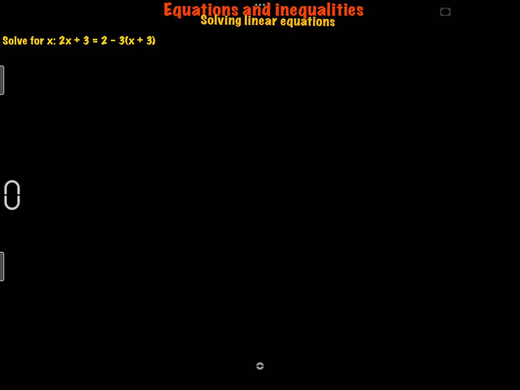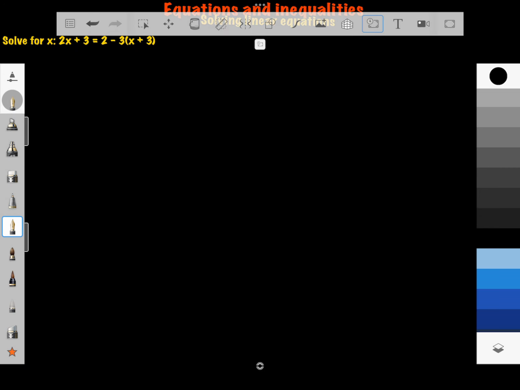Today we are looking at equations and inequalities, solving linear equations, and today we'll be solving for x. Suppose you are given an equation 2x plus 3 is equal to 2 minus 3 multiplied by x plus 3. Now to solve this problem, we're going to have to hone our understanding of algebra.